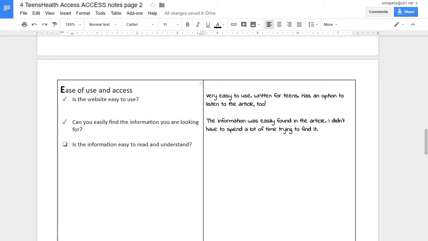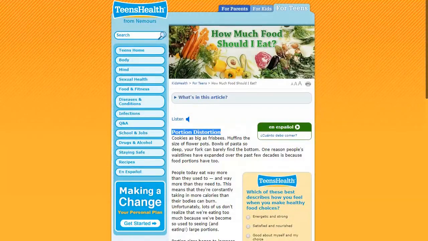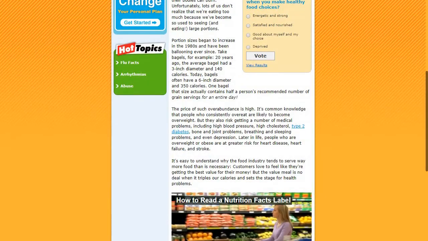The last question for ease of use and access is if the information is easy to read and understand. We need to be able to understand the information that's presented to us so we can actually use it to keep ourselves healthy. Again, this is really a judgment call on your part. As you read the article, you need to ask yourself, am I understanding what this is saying to me? The article shouldn't be filled with big, confusing words that only a doctor knows. It should be easy for you to read and understand so you can learn from it.